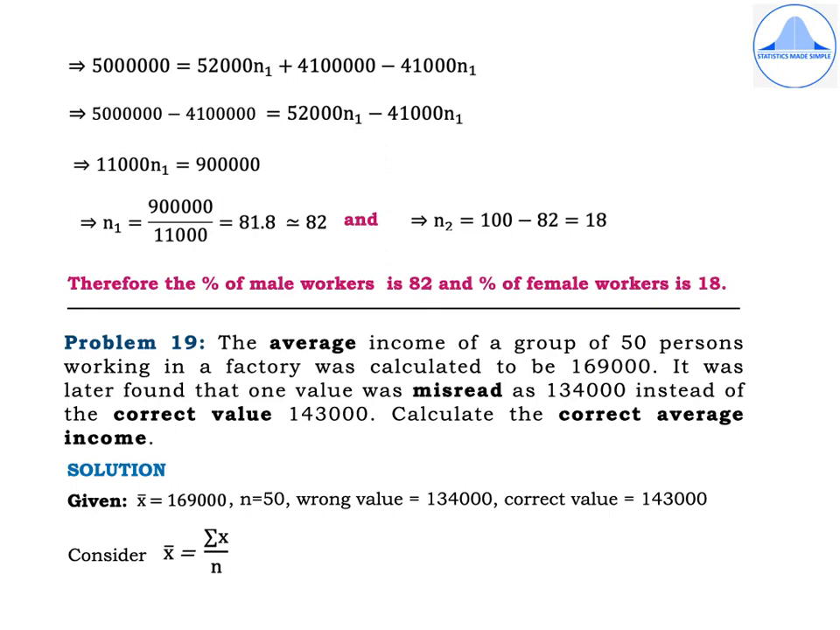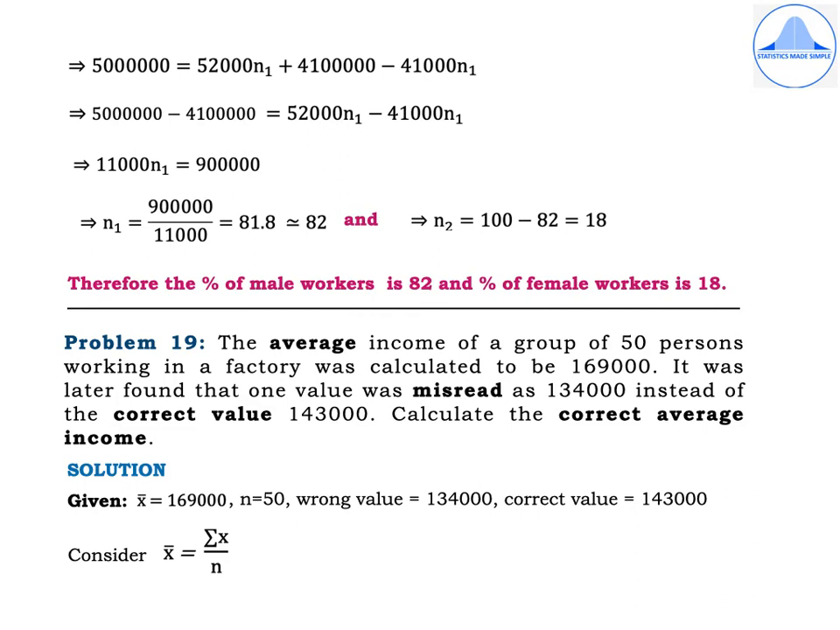to 52,000 N1 minus 41,000 N1, or you will get 11,000 N1 is equal to 90 lakhs, or N1 is equal to 90 lakhs divided by 11,000, which is equal to 81.8, which I'll approximate to 82, and we know that N2 is equal to 100 minus N1. So substituting in that, you will get N2 as 100 minus 82, which is equal to 18. Therefore, the percentage of male workers is 82 and percentage of female workers is equal to 18.